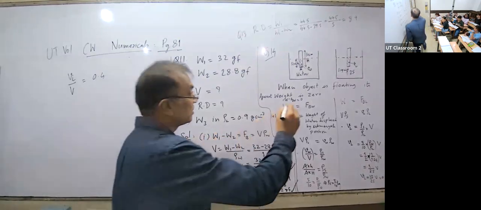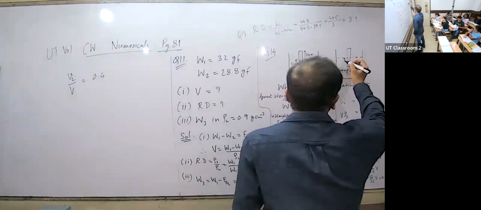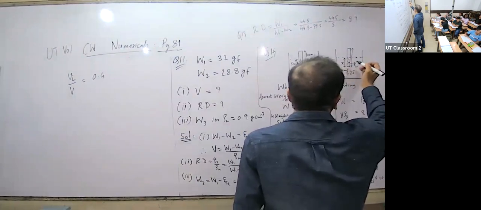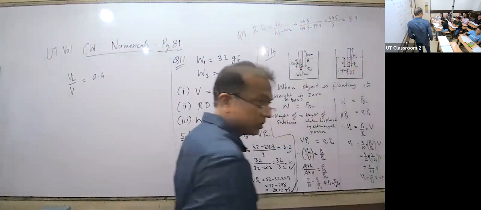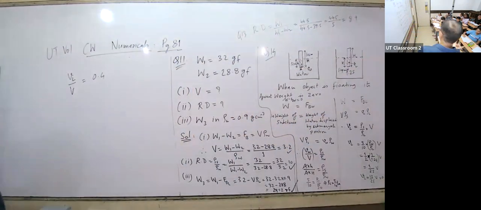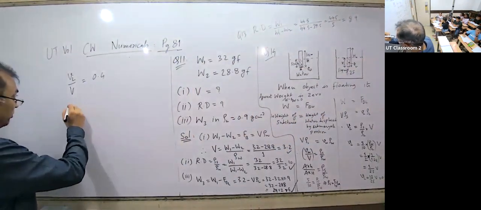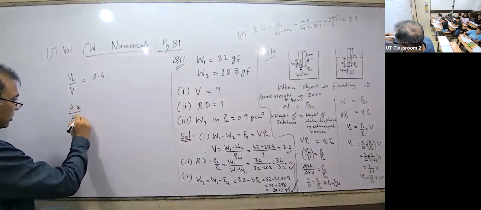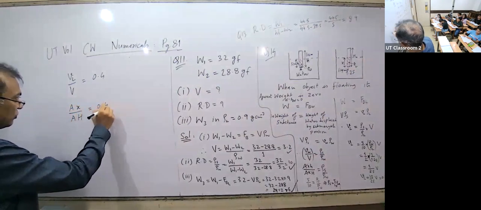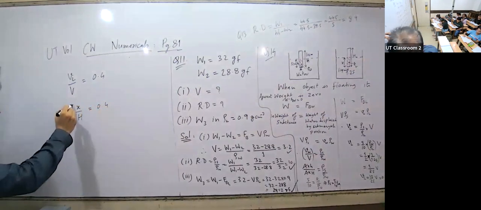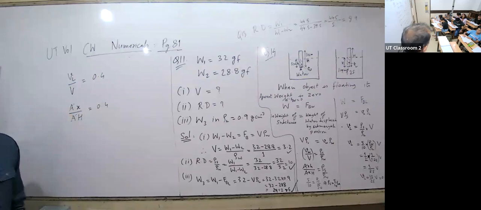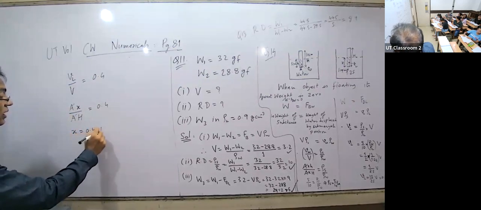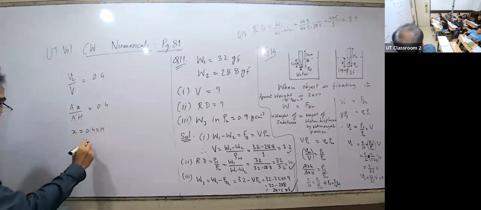Let us say this is X. This height is X. Okay, and this height is H. ठीक है? Base area is same. So what is VL? VL will be AX divided by AH. You agree? Is equal to 0.4. Correct? A cancel. What is A? Area of cross section. So what is X? X is equal to 0.4 into H. H is 10 centimeter.